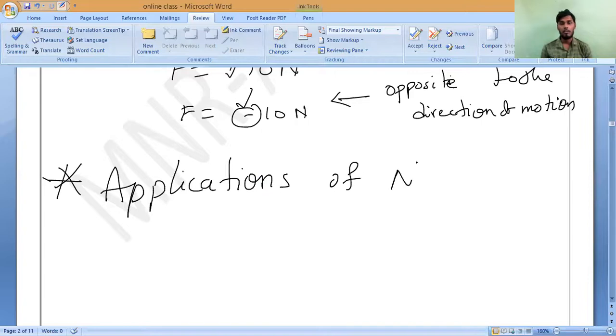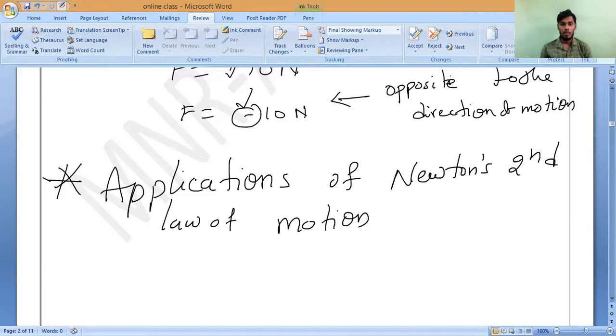Applications of Newton's second law of motion. Now, let us come to here. As we have discussed, I think most of the boys, you like cricket.